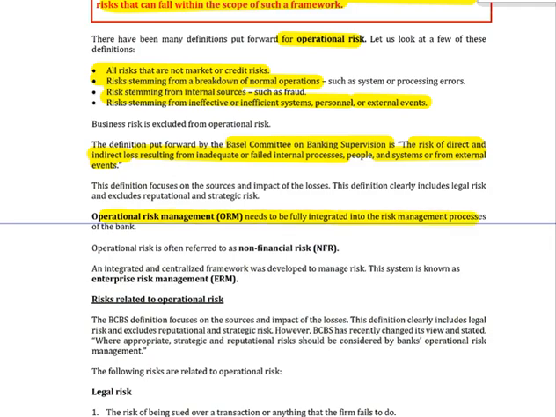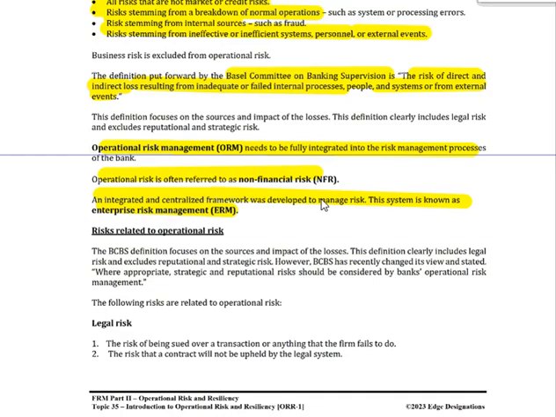Operational risk management needs to be fully integrated into the risk management processes. Op risk is often referred to as non-financial risk because it has more to do with people and processes. An integrated and centralized framework was developed to manage risk, and by now in our FRM careers, we all know that to be called enterprise risk management. Risks related to op risk: the BCBS, the Basel Committee on Banking Supervision, focuses on the sources and the impact of the loss. Clearly, we need to look at legal risks as well, but importantly, it excludes reputational and strategic risk from there.